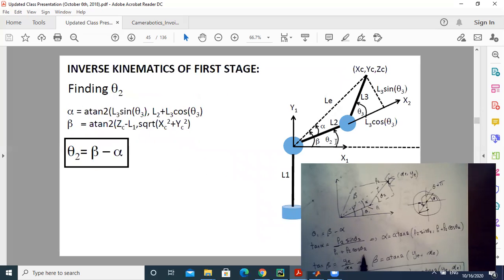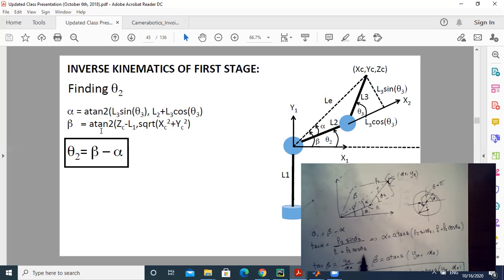Next step is we need to find theta 2. How do I find theta 2? Exactly what we did before. We know that theta 2 is equal to beta minus alpha. And I already know alpha. Alpha is going to be equal to atan2 of this guy over this guy, which is L3 sine theta 3 divided by L2 plus L3 cosine theta 3. Okay. Final thing is going to be beta.